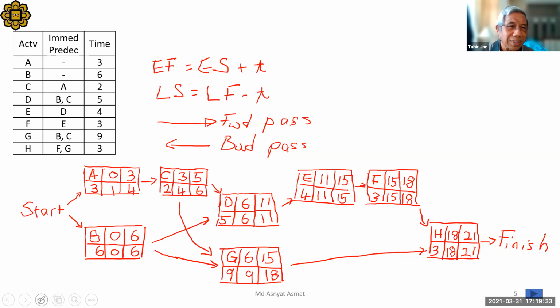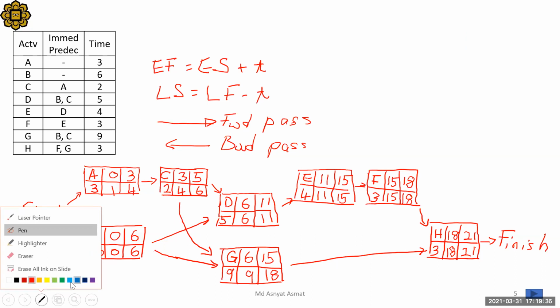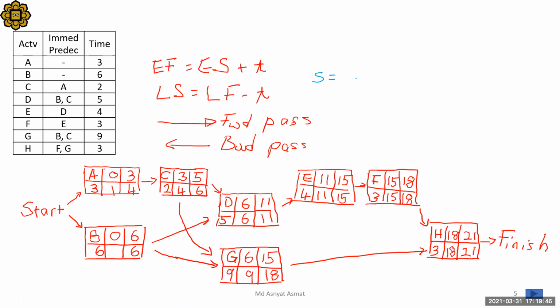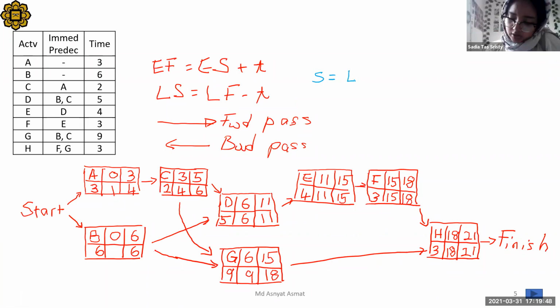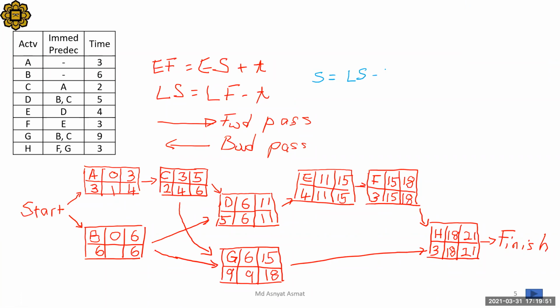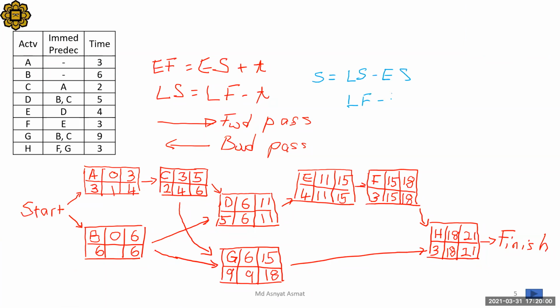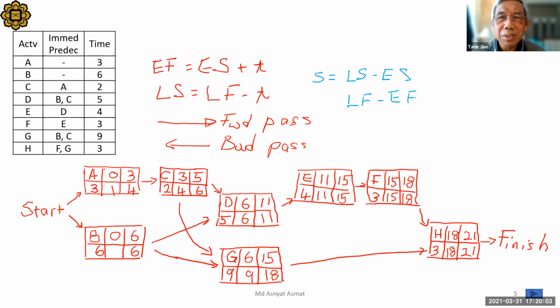Now what should we do next? Calculate the slack. What is the formula for slack? Slack equals late start minus early start. Or another one, late finish minus early finish. So let's find the slack here.